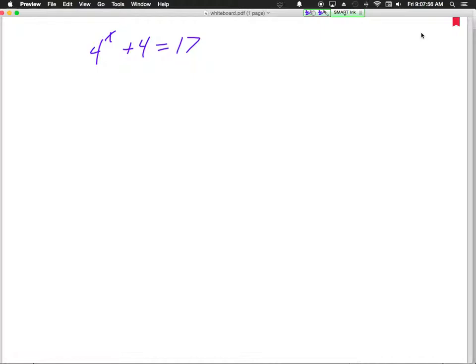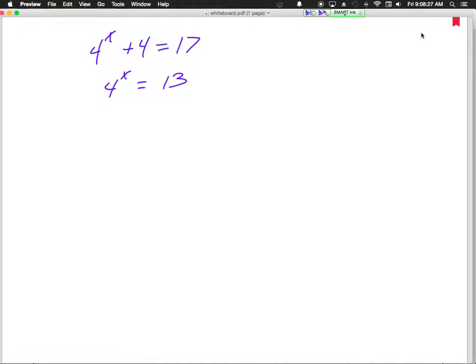So if I have one exponential part, what do you think our approach should be? Subtract 4. Right, that's what I'm looking for. Get the exponential part by itself. If you've got one exponential part, the first thing you want to do is get it by itself. So in this case, I want to subtract 4, which gives me that. So if you've only got one exponential piece to your exponential equation, you want to get it by itself.